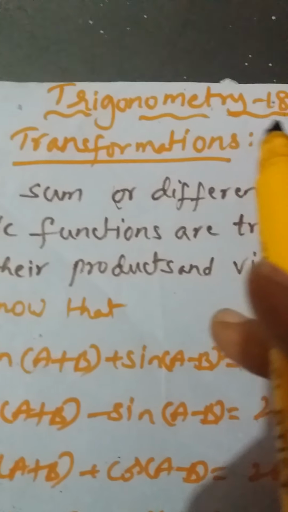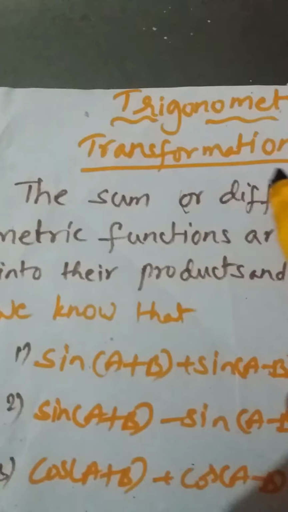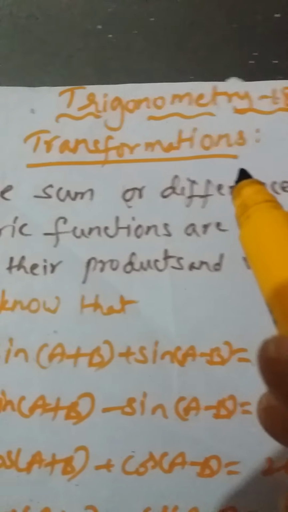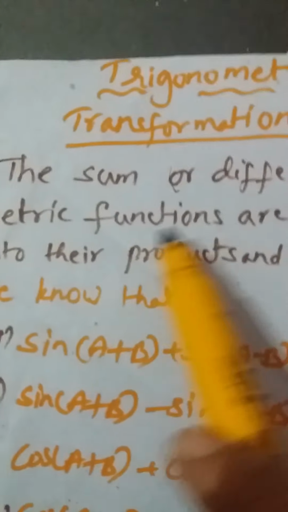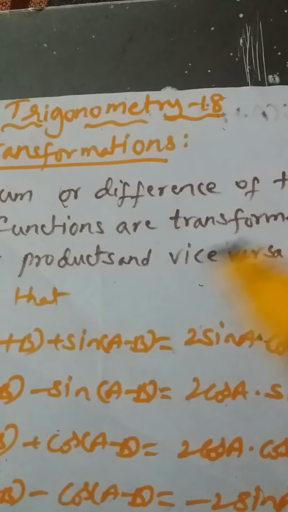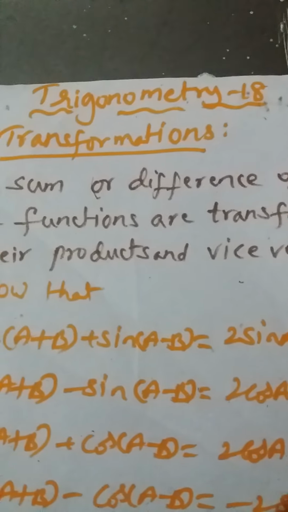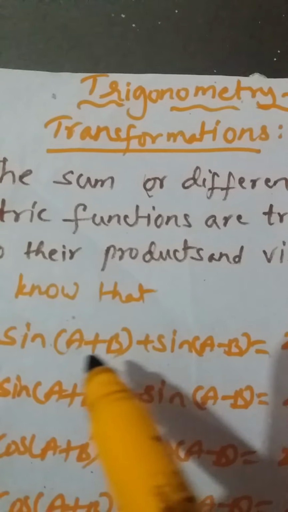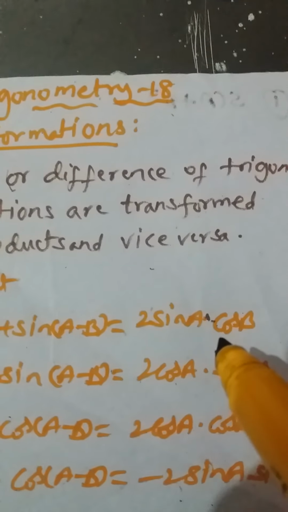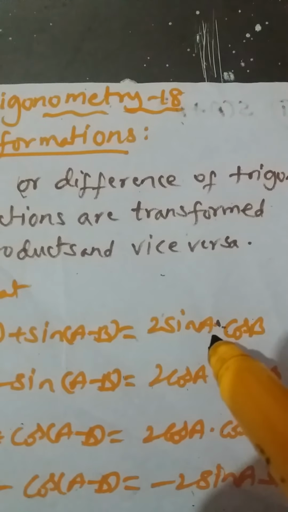Today I am going to explain trigonometry topic 18. In this I will explain transformations. The topic about transformations: the sum or difference of trigonometric functions are transformed into their products and vice versa. What is the meaning of this? Sum and difference of trigonometric functions are transformed into products.